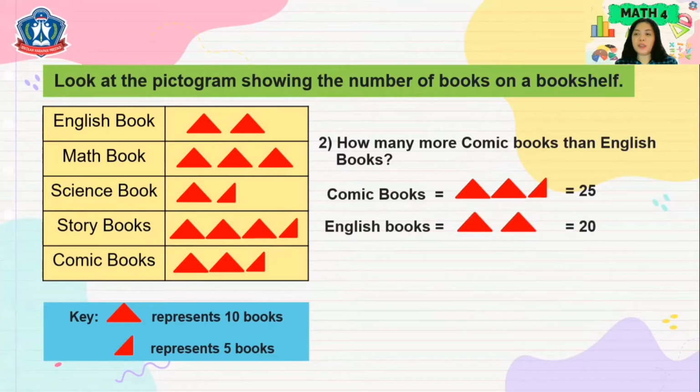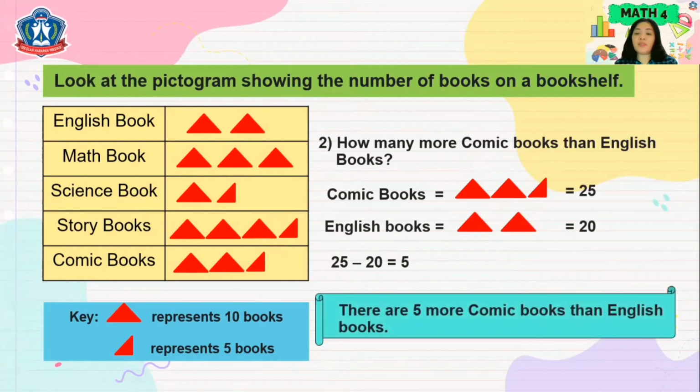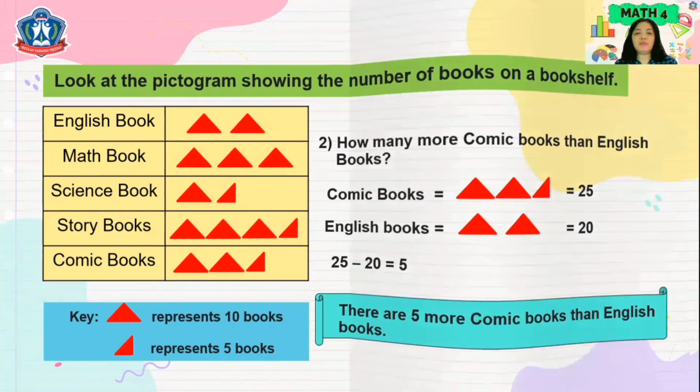So what are we going to do next? Let's subtract comic books minus English books. So that is 25 minus 20 and that is equal to 5. So there are 5 more comic books than English books.